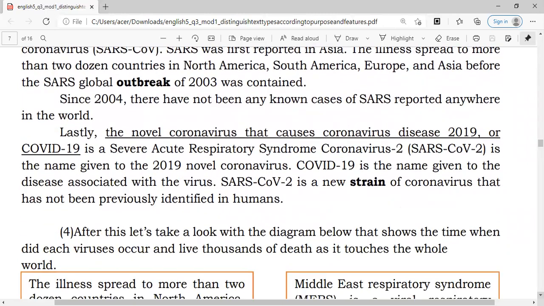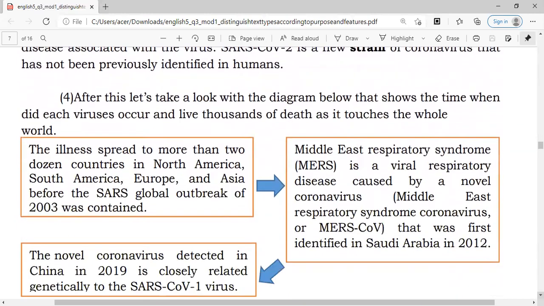And then, yes, the last is the SARS-CoV-2. So in paragraph 3, the three classified or identified coronaviruses are further elaborated here. So let's have paragraph 4.